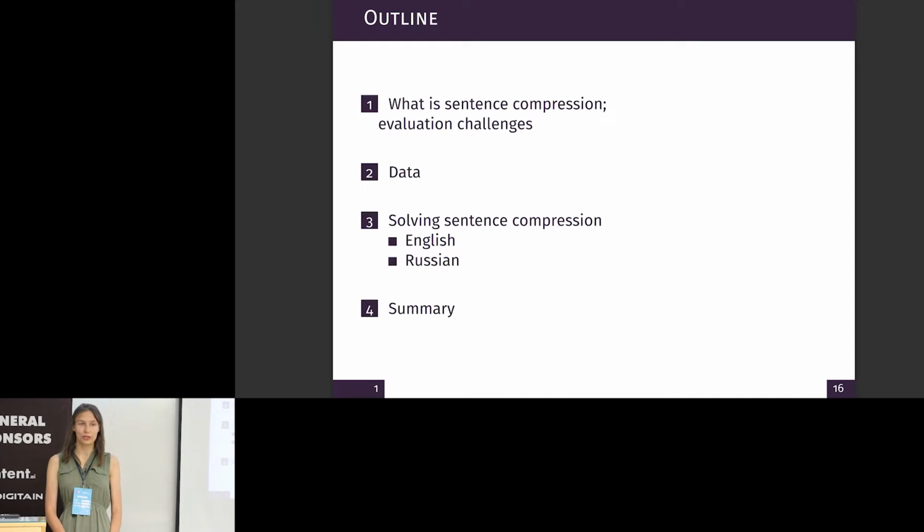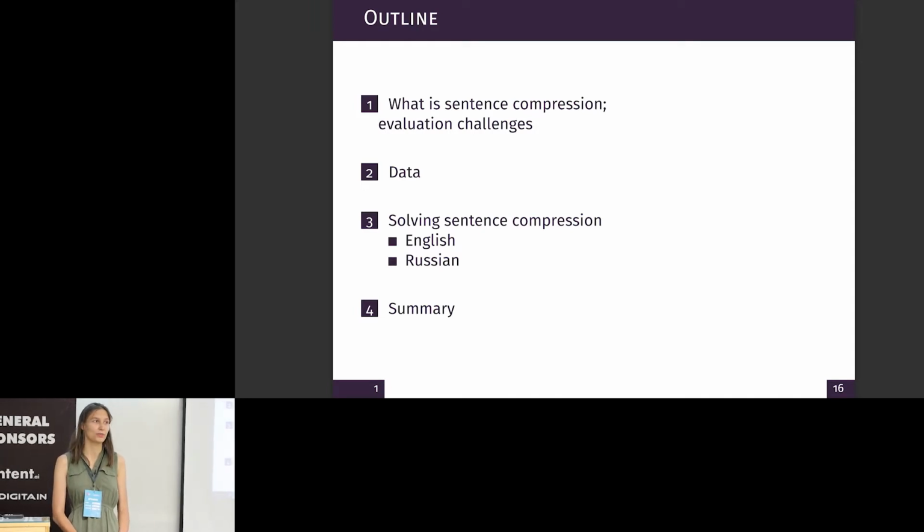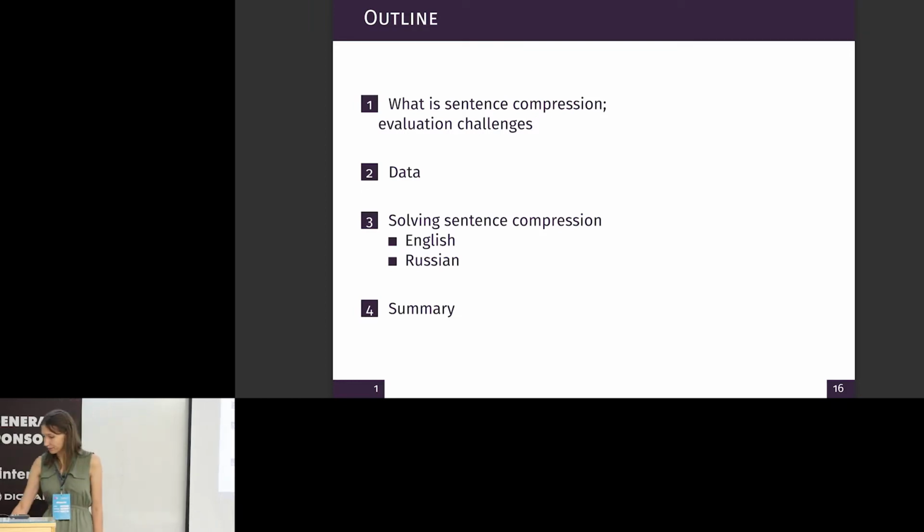Firstly, I will talk about what sentence compression is and what evaluation challenges await us there, because that's important for this topic. What data do we have for two languages, English and Russian? What are state-of-the-art solutions, including my research and research of other people on this topic? And then I present the summary.